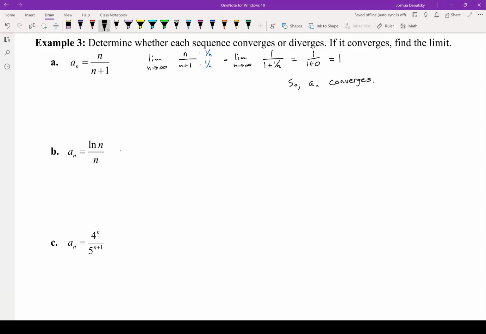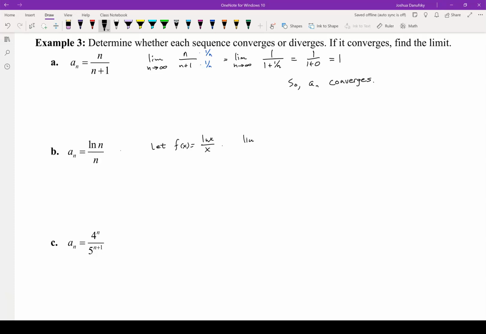Part B, a sub n equals ln of n over n. With this one, we notice that as n approaches infinity, both the numerator and denominator go to infinity. And so this might make us think of L'Hopital's rule. However, we can only use L'Hopital's rule with functions. So we're going to start off by letting f of x equal ln x over x.